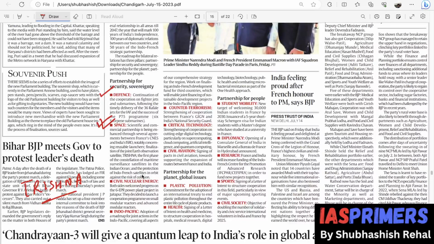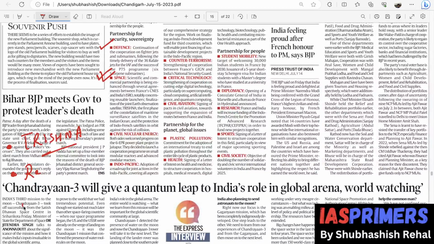So maritime surveillance satellites and protection of Indo-French satellites from the risk of collision. So there is one Earth observation satellite, Trishna, a constellation of maritime satellites for maybe regional surveillance, something like that in the Indian Ocean region, and the risk of collision to be looked into.